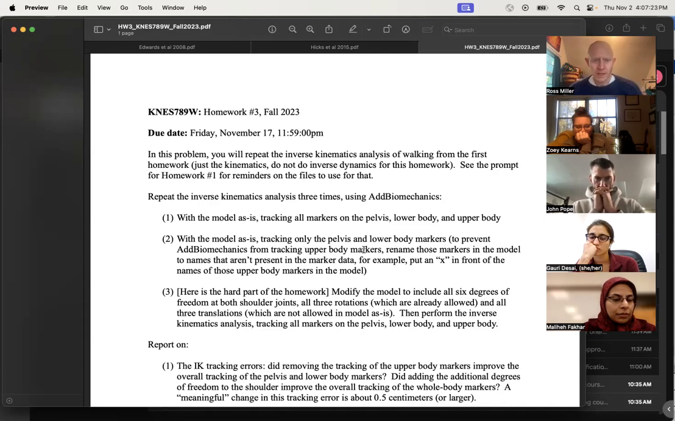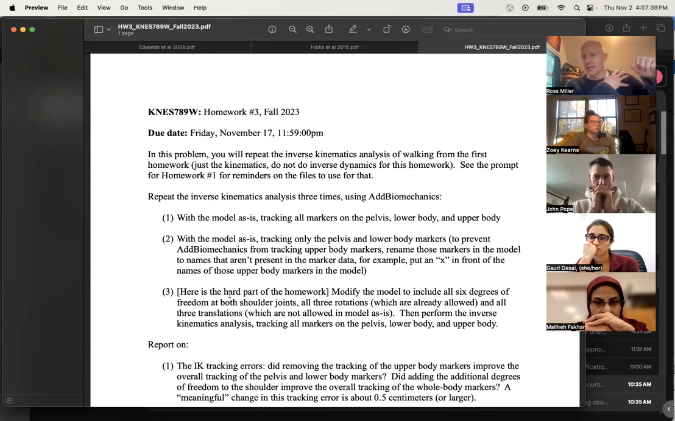And then the third one, and this is the hard part and the part that builds on what we did recently in class, is to repeat the first condition again, tracking all the markers, but modify the model to allow the shoulder joints to not just rotate in 3 dimensions, but to also translate in 3 dimensions. So basically give the shoulders each 6 degrees of freedom.